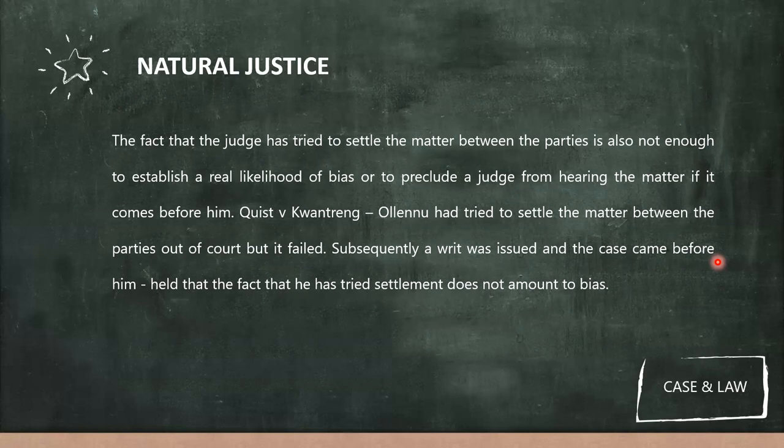So in Ghana, the test is quite high. The test is not very low. So before you go around accusing the Chief Justice of bias and all that, be sure that you have very concrete evidence for what you are saying. Other than that, it would really amount to nothing. So that is that on nemo judex in causa sua as well.